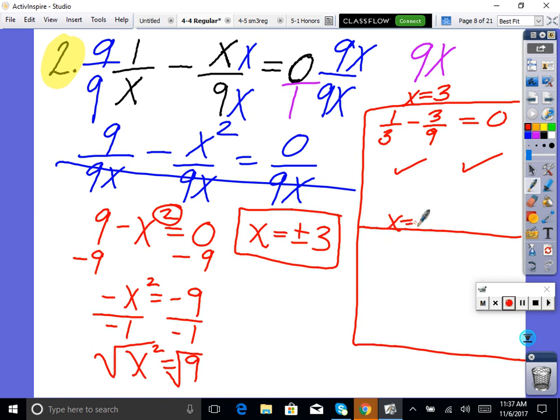Let's check negative 3. Plug in negative 3. 1 divided by negative 3 minus negative 3 over 9. Does that equal 0? Guys, I want you all to type that in. The hardest part is typing it into your calculator, right? I'm not kidding you. They all had a hard time until you get good at it. Did you get 0? So 0 equals 0, so we get to keep negative 3. None of them were extraneous. Okay, let's do another one.